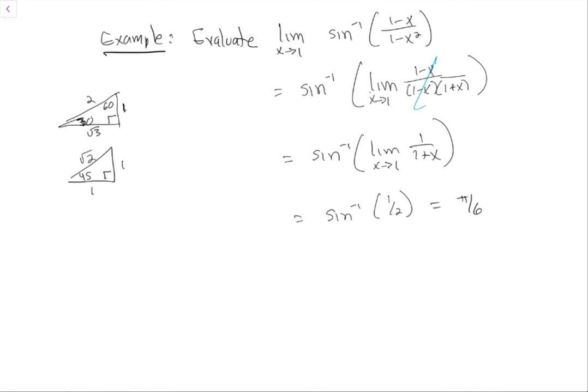So I'm asking here, what is the inverse sine of 1/2? I'm saying what angle do I take the sine of to get 1/2? And I would take the sine of 30 degrees because sine is opposite over hypotenuse. So 30 degrees would be pi over 6.